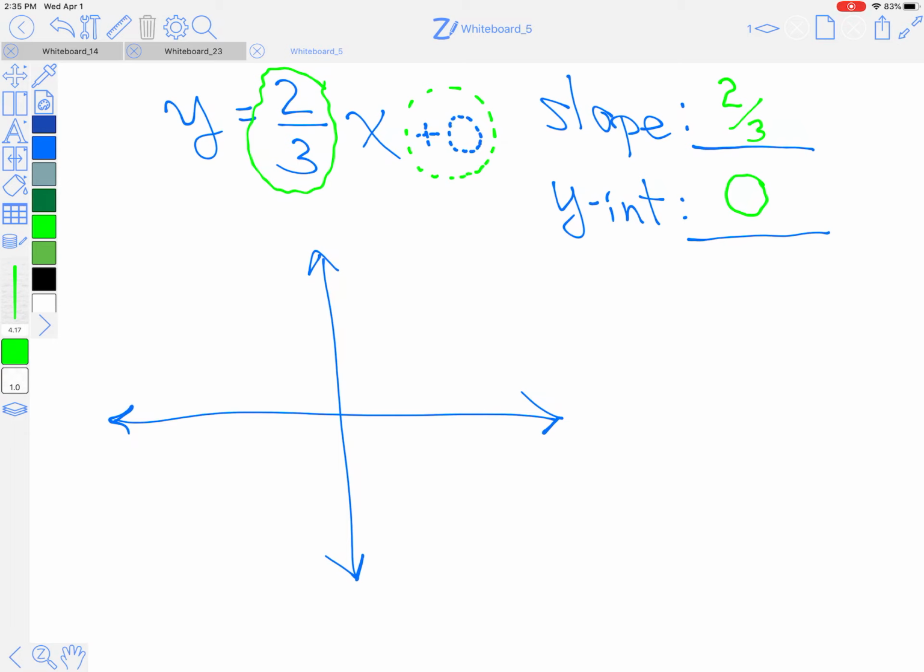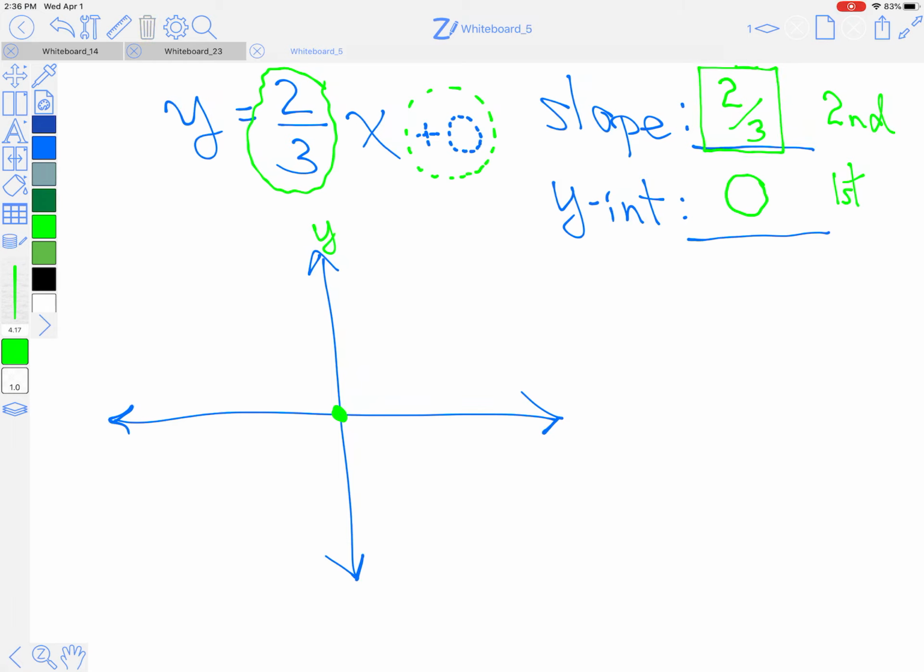Now, just like I talked about in the previous problem, first I start with the y-intercept. Well, it's at 0. Here's the y-axis. I'm going to go to 0. That's right in the middle. And that's where I'm going to put my first point. And second, I'm going to use the slope. And the slope is 2/3. I have it right here.